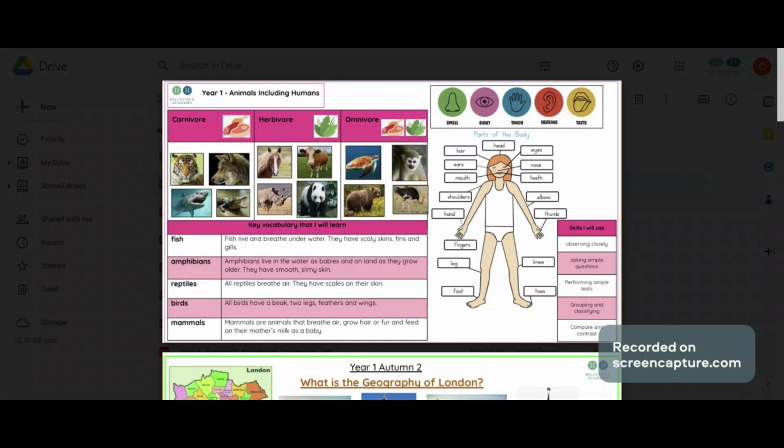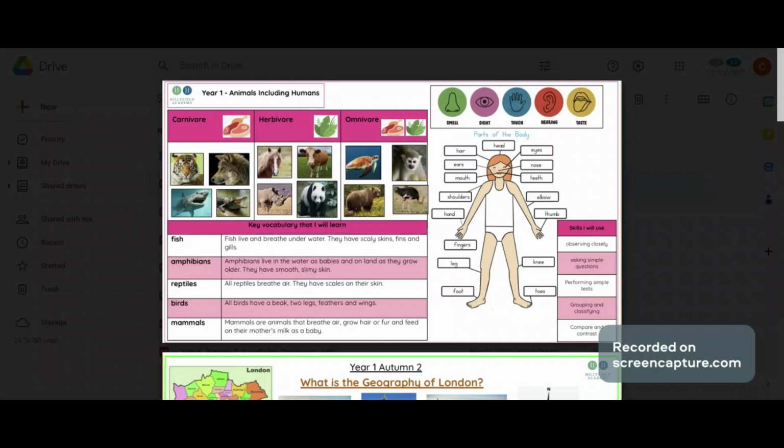Where it says amphibians, it does say amphibians live in water. So if you're playing the game, you can say, right, this animal lives in water as a baby, and on land as it grows older. It has smooth, slimy skin. What animal group am I? And then the child can try and guess with you.